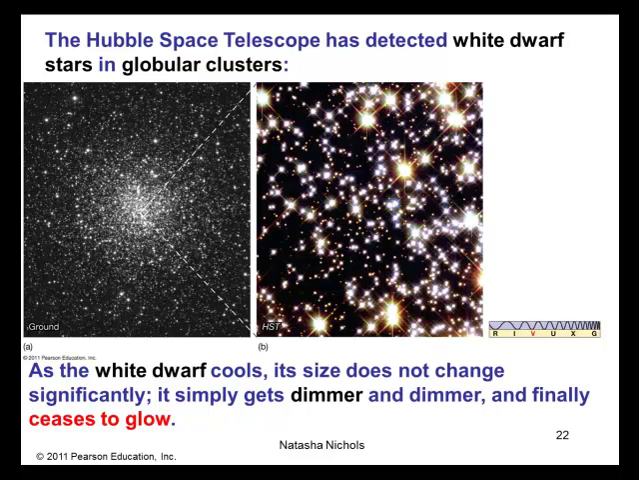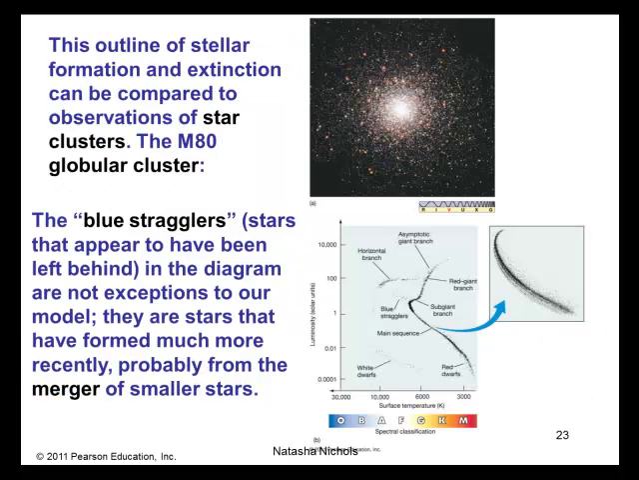Now, as a white dwarf cools, its size does not change significantly. It simply gets dimmer and dimmer and dimmer until it finally ceases to glow. Once it ceases to glow, we call the white dwarf a black dwarf.